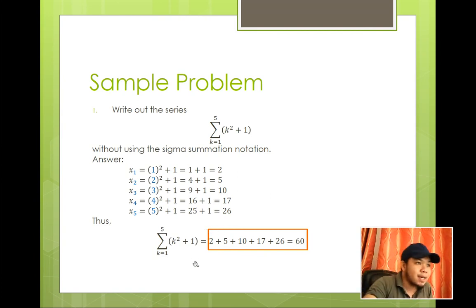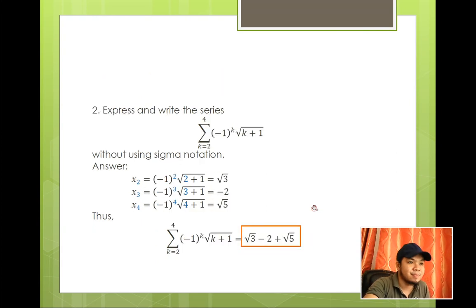Therefore, ang magiging series niya ay, ng series na to, ang magiging sagot niya ay 2 plus 5 plus 10 plus 17 plus 26 is equal to 60. Ipag-add lang natin lahat to. Express and write the series. So, ganun pa rin. Ito yung given natin.